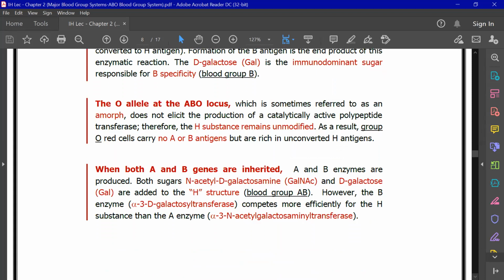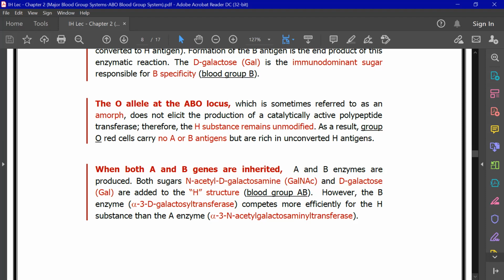So, you are going to ask me, ma'am, paano naman, anong nangyayari dun sa O allele or dun sa O gene natin? Kasi 'di ba, nagamit na natin si A gene, na discuss na rin natin si B gene. Okay? So, ma'am, paano naman si O natin, si O gene? So, the O allele at the ABO locus is sometimes referred to as your amorph or your silent gene, and the inheritance of this particular allele does not elicit any production of a catalytically active enzyme that will add sugar to the H antigen structure.